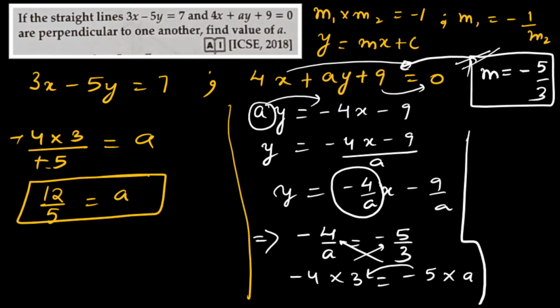Many of you have already given me the value of A: Tarun, Navya, Tejas, Jayashree and Yashashwini. Yes, A is equal to 12 by 5. Let's do the next question now.